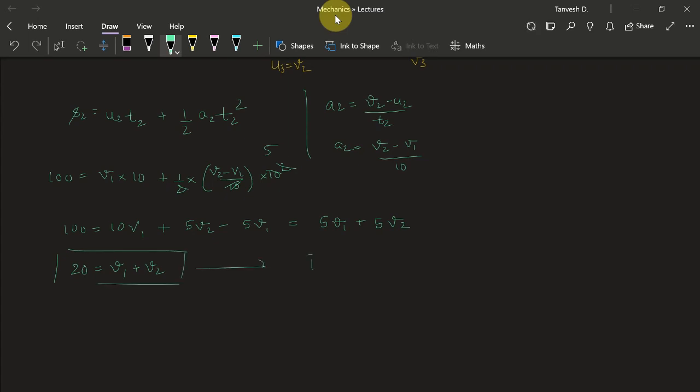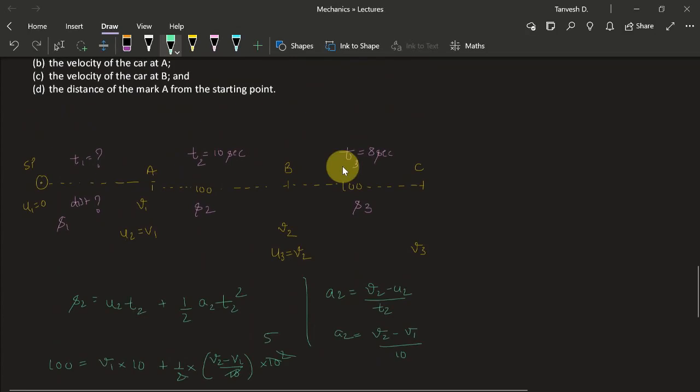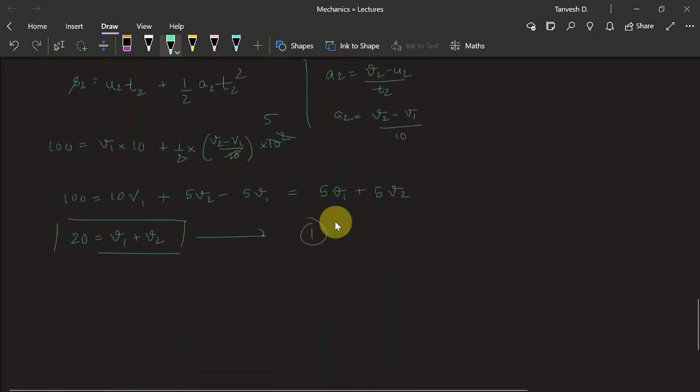This is one equation. See, solving these kinematics problems, there is not only one way. There are multiple ways how we can solve a particular numerical. The approach is left to the student.